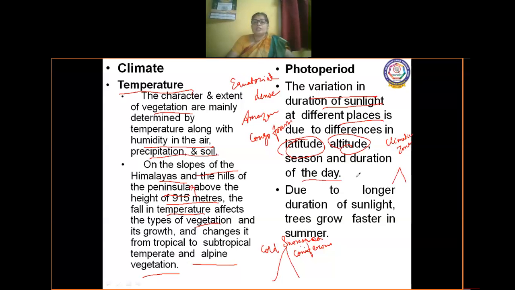So, duration of the day. You can see the Arctic and Antarctic. The duration of day is related to 6 months, or very early the sun sets, and very short days are in the cold, high altitude or high latitude regions. In the same way, near the equator, the sun is straight overhead, so due to the longer duration of sunlight, all these are related to photoperiod. So according to the latitude, altitude and the temperature, the vegetation is being influenced.